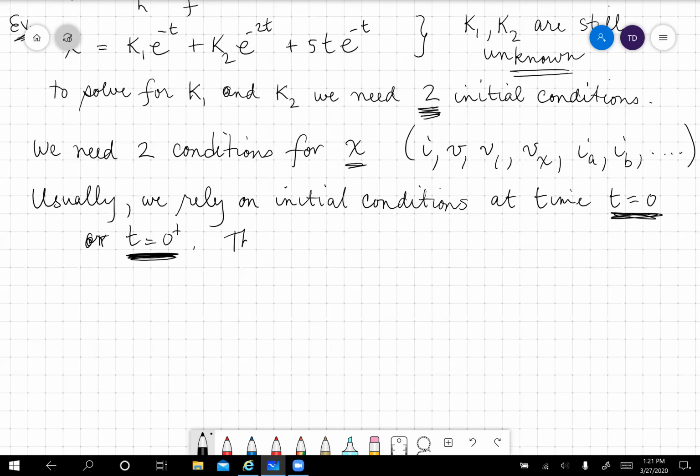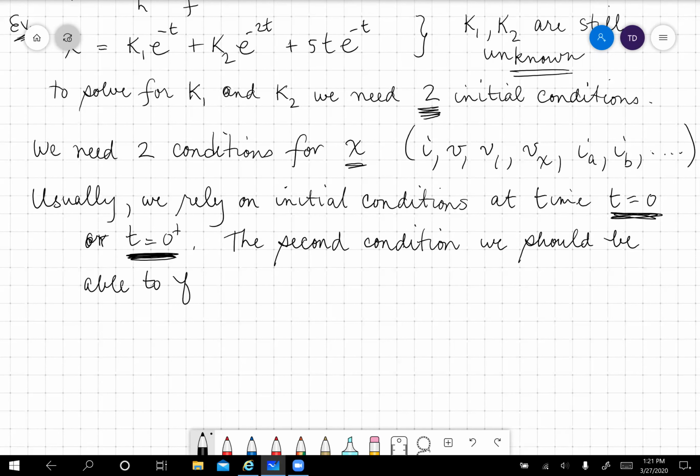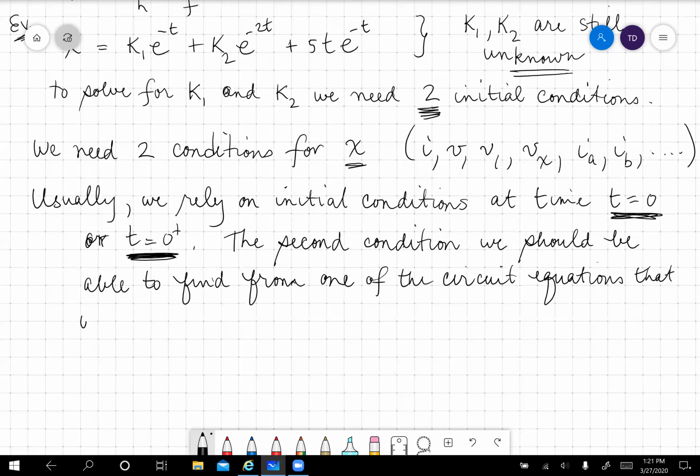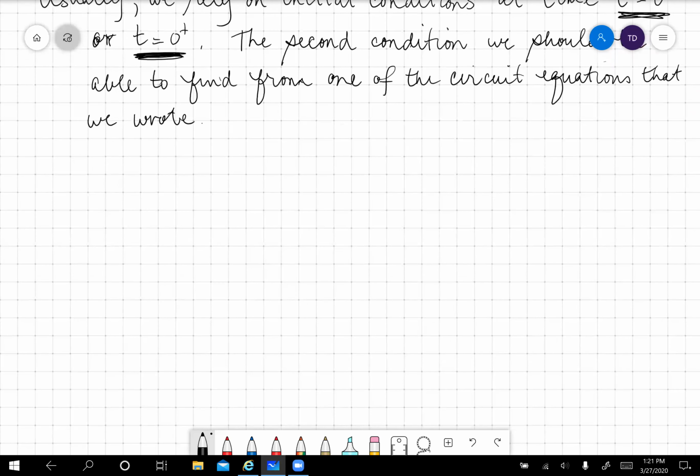The second condition we should be able to find from one of the circuit equations that we wrote. And I just want you to write this down. So we need two initial conditions. Let me tell you what the two are that we're going to look at that are almost going to work for us almost exclusively.